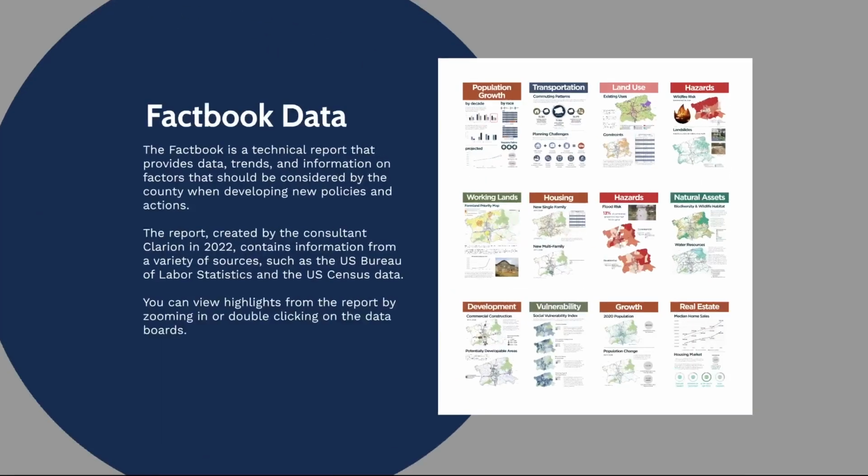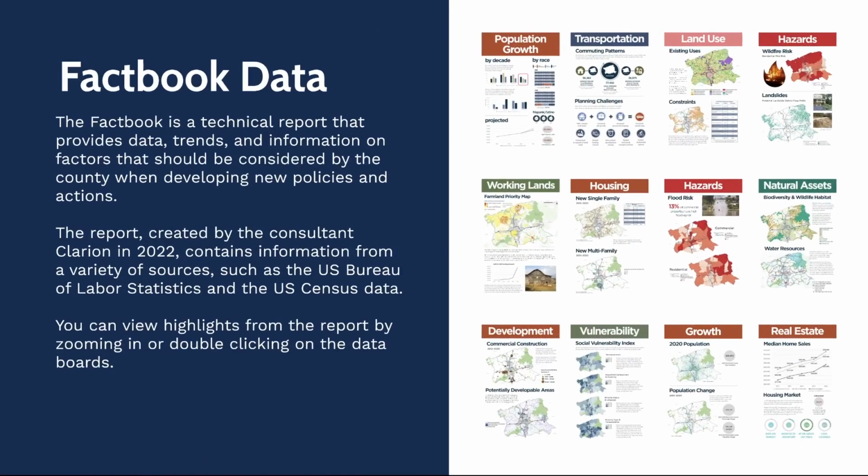Station 3, Factbook Data. The Factbook is a technical report that provides data, trends, and information on influences that should be considered by the county when developing new policy direction and implementation action. The report contains information from a variety of sources, such as the U.S. Bureau of Labor Statistics and the U.S. Census data. This station includes graphical summaries of the data showing infographics, maps, and images to highlight the key findings.